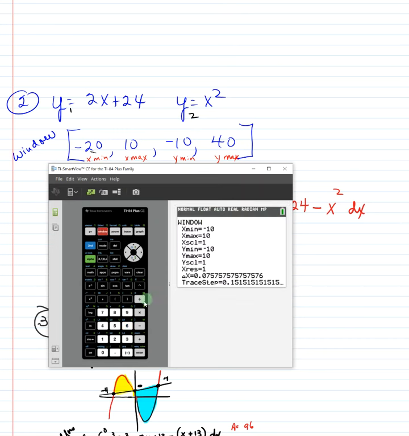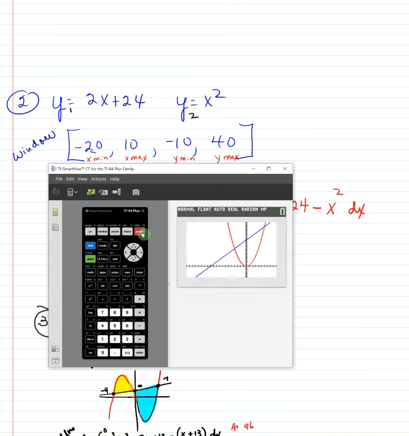So let's go in here and we'll put a negative 20 here. We'll leave 10 there. We'll leave negative 10 there, and we'll make 40 here. All right, so we'll hit graph. And now we can see the part that is going to be shaded. So that's that. We need to know this point and this point, what are those values? Because that's going to be our limits of integration.